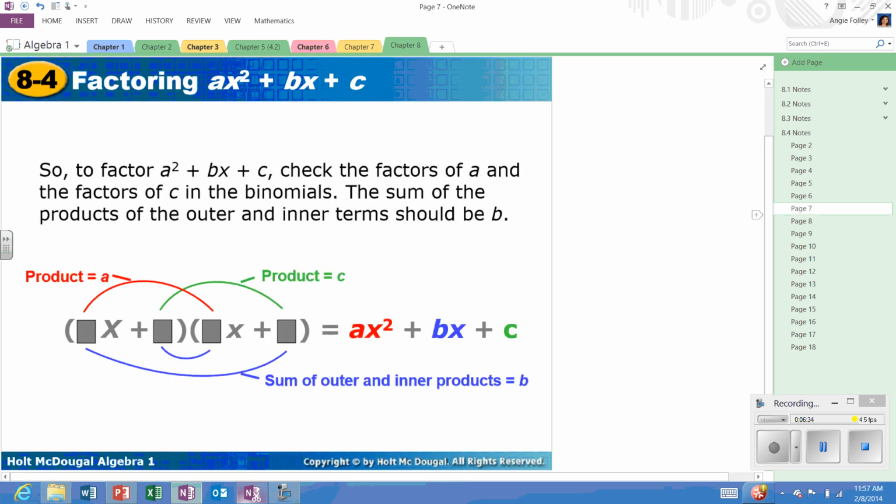Just to let you guys know, this does take time. You have to try some, and if it doesn't work, you erase it and you start over. It's a guess and check thing. So to factor ax squared plus bx plus c, check the factors of a and the factors of c in the trinomial. So we need to know what are factors of this term and factors of this term. And then the sum of the products of the inner and outer make up that b value.